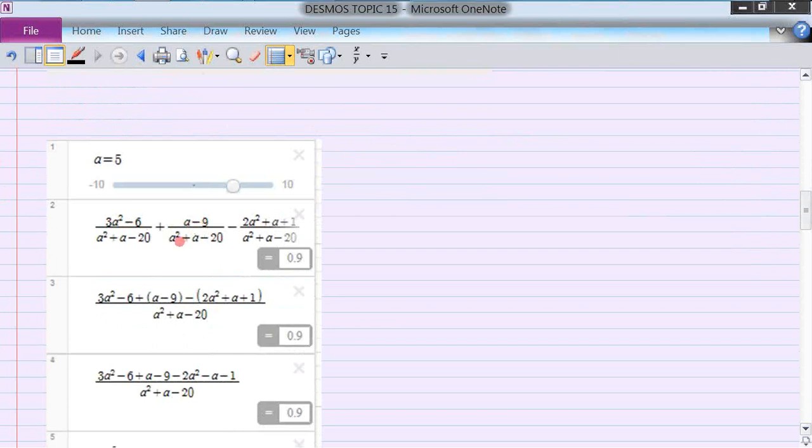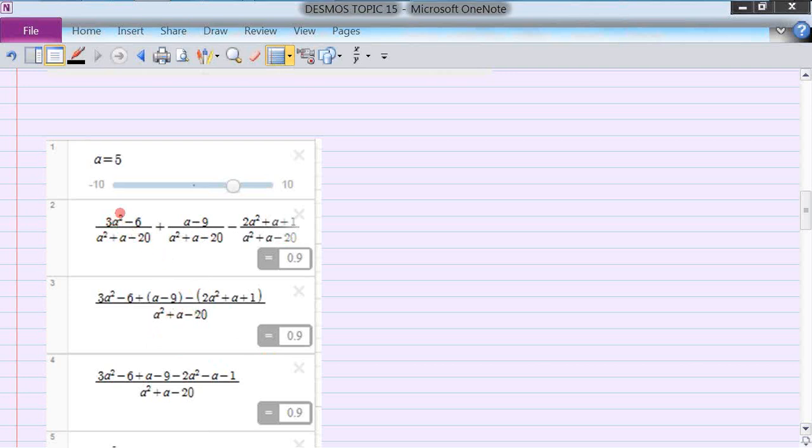Here I have (a minus 9) over (a squared plus a minus 20) minus (2a squared plus a plus 1) over (a squared plus a minus 20). Now the key thing here is that all the denominators are the same. So I just put the denominator down here.